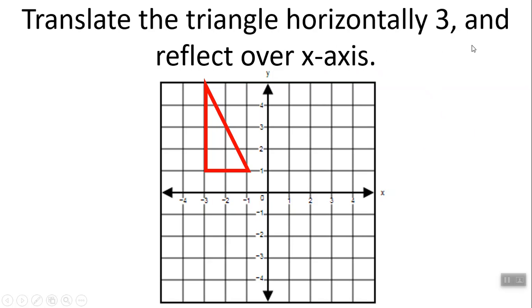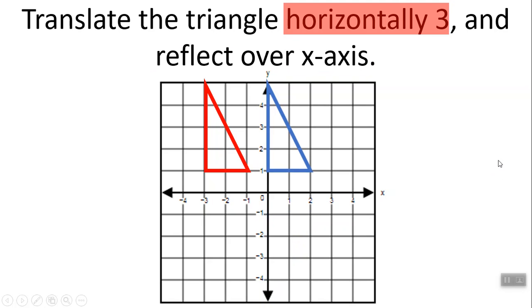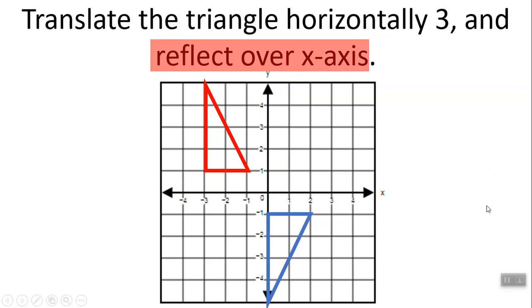So if we go horizontal 3, that's when you slide it right 3. 1, 2, 3. Now we're going to reflect over the X-axis. So it was above the X-axis, its reflection will be below. I'll go ahead and show you that again. What was above is now upside down and below. And that's that. So we're going to do a couple more of these.